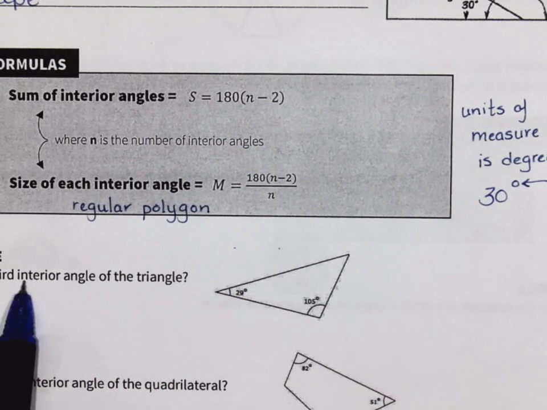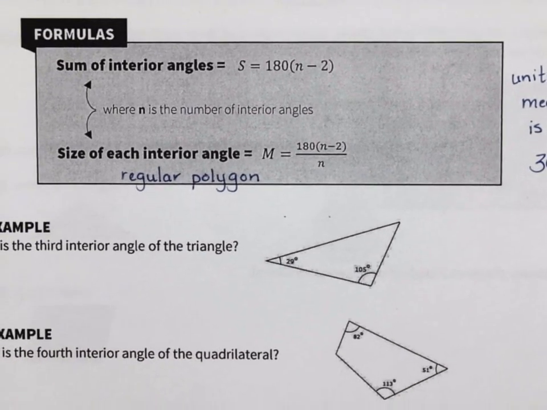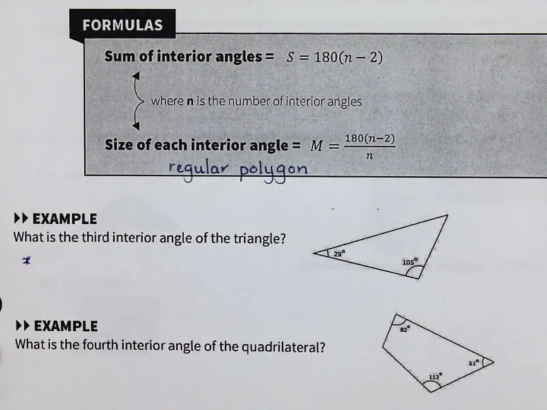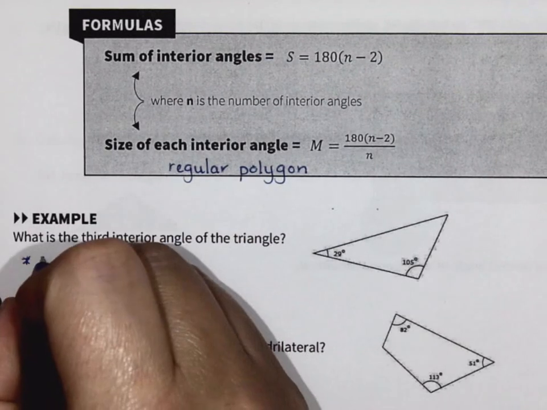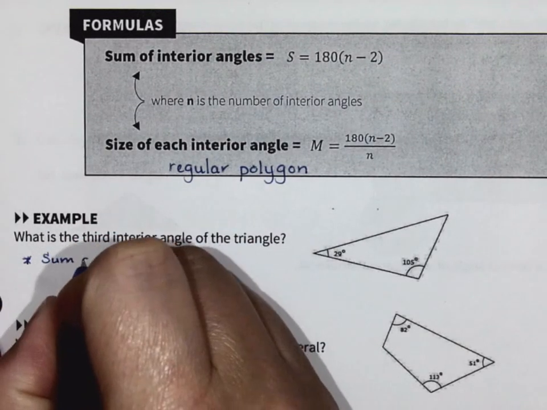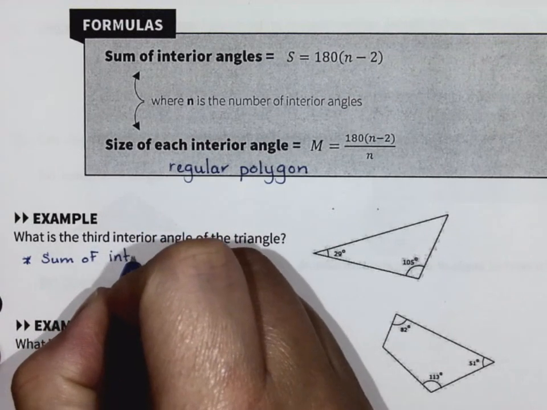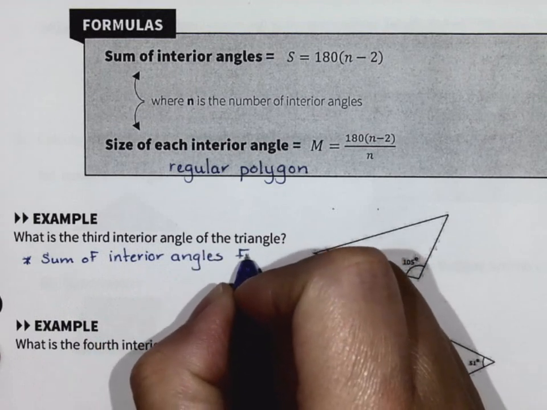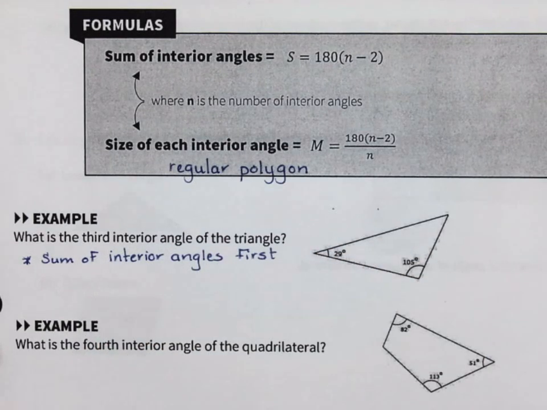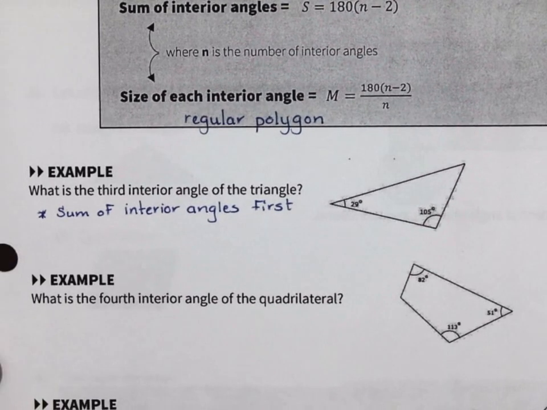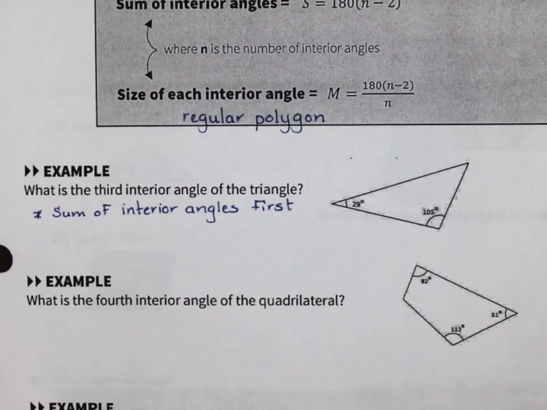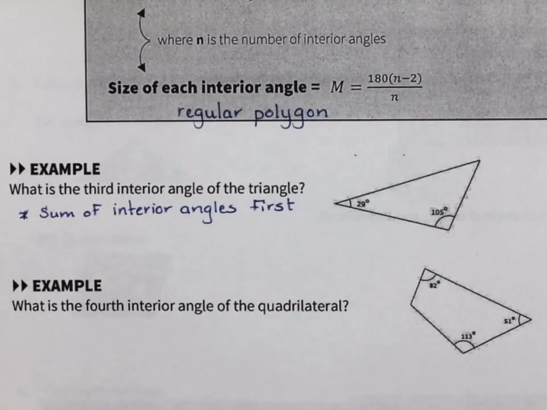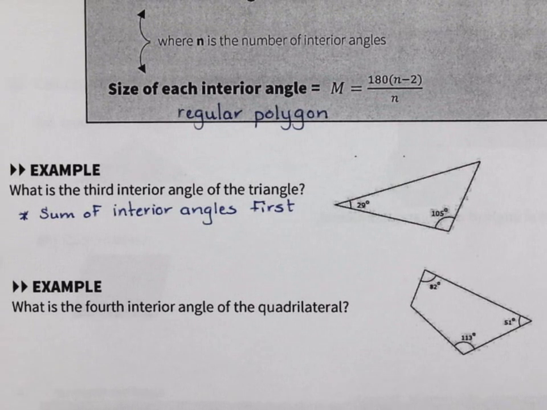Okay, so we have to find the third interior angle of the triangle. For example, number 1. The first thing we're going to do is find, well, how much do all my angles equal? So find the sum of the interior angles first. Just zooming in a little bit closer. These examples are kind of small.